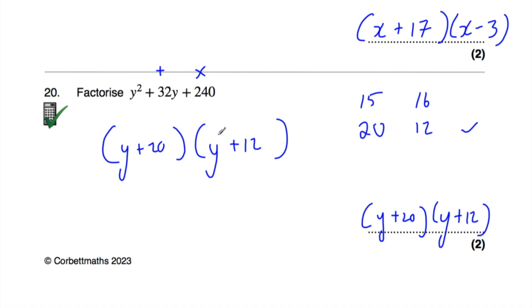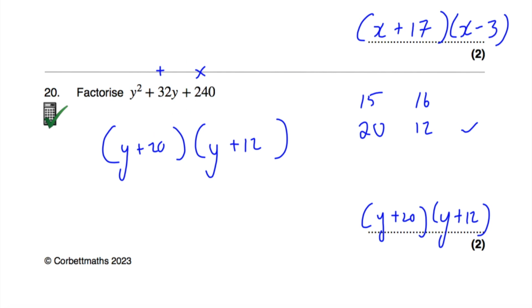And that's it. So we were trying to factorise y squared plus 32y plus 240. We found two numbers that multiplied together to be 240, and they were 12 and 20. And then whenever we do 12 plus 20, we get 32, which was what we were looking for. So that means that we've got y plus 20 and y plus 12. And again, we can check our answer by expanding our brackets, and we would get y squared plus 32y plus 240. So we've factorised it, and that's it.